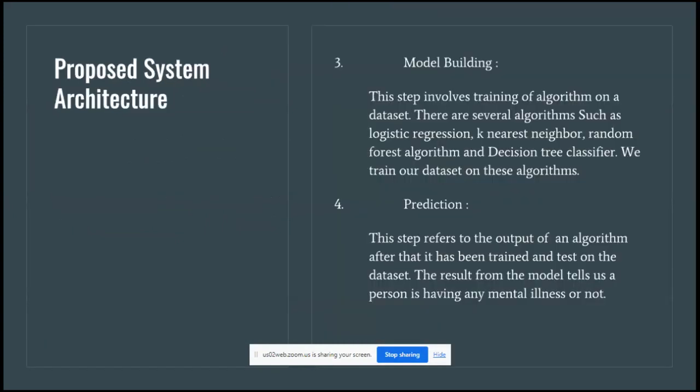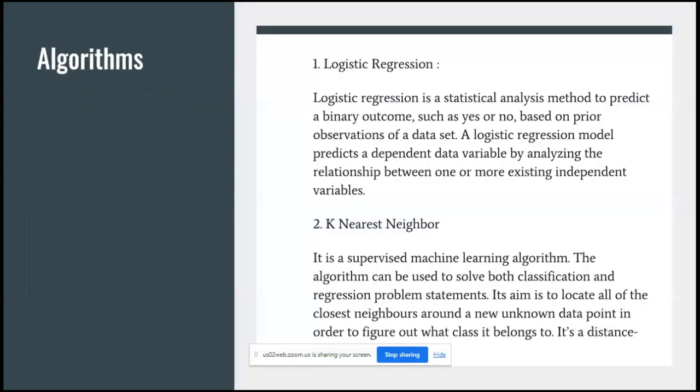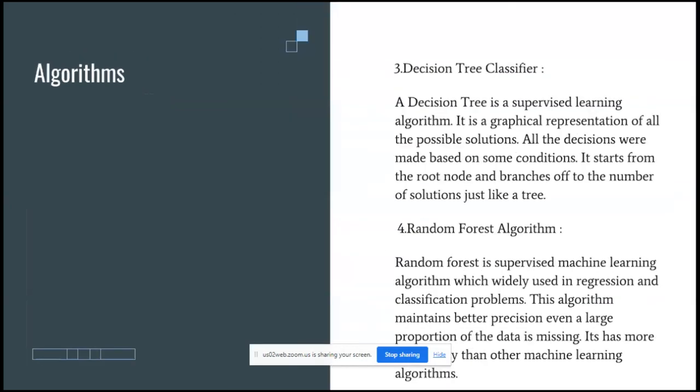Then we are going to build a machine learning model using different types of algorithms such as logistic regression, k-nearest neighbor, random forest, and decision tree. In the last step, we are going to predict whether the person is mentally stable or not. So there are different algorithms like logistic regression, k-nearest neighbor, decision tree classifier, and random forest.